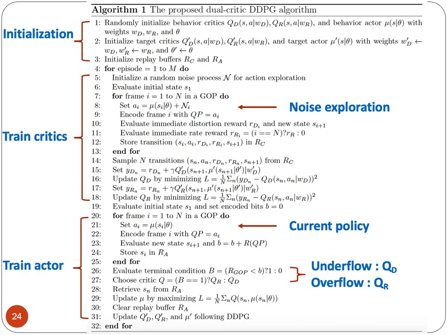This is our Dual-Critic algorithm. The first three lines are the initialization. From line 5 to line 18, we update the rate and distortion critics, and we use noise to explore the best rate and the distortion reward goal. After line 20, we update the actor. In order to choose the correct critic for training the actor, we encode the GOP by using the latest current policy to check if it is overflow or underflow. If it is underflow, we use distortion critic, and if it is overflow, we use rate critic.